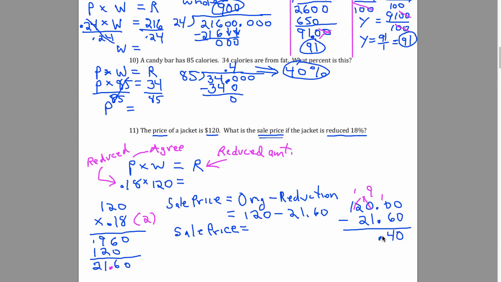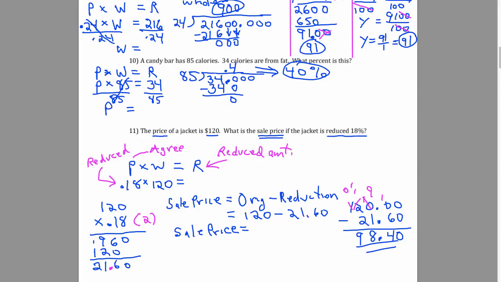We'll line up the decimal point. 9 minus 1 is 8. We cannot do 1 minus 2, so we will borrow from the 1. That becomes 0. We'll put a little 1 here. That's 11. So 11 minus 2 will be 9. So the final answer is $98.40.